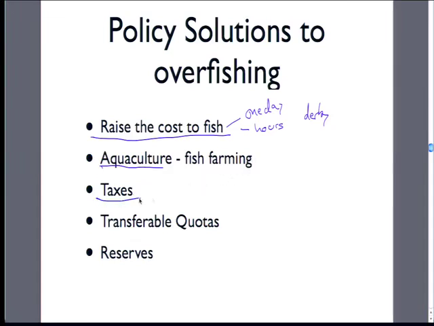Policy solution is often taxes. This is, again, increasing the cost of fish. The hard thing here is this is a big transfer from the fishers to the governments, and the fishers are usually pretty organized to keep this from happening.